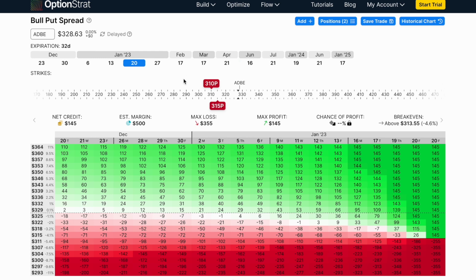So again, this is definitely if you're bullish on Adobe. This is just an example. Feel free to utilize this. Hope you learned from this example.